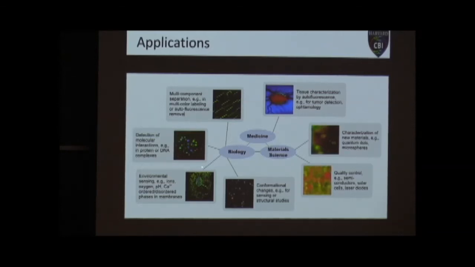But most often in biology, it's used for one of these three techniques: looking at molecular interactions, sensing the environment, so oxygen, pH, calcium, and conformation changes in specific proteins. And these three are usually done with a FRET assay. So I'll explain FRET in a second.